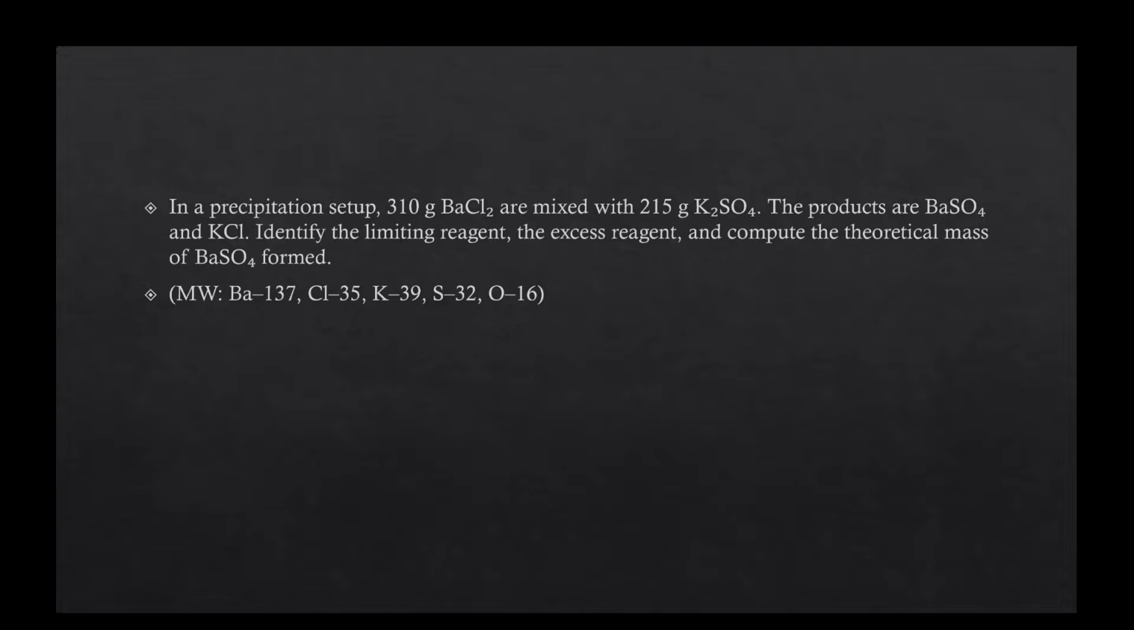Next, in a precipitation setup, 310 grams of barium chloride is reacted with potassium sulfate. The products are barium sulfate and potassium chloride. Identify the limiting, excess, and compute the theoretical mass. First, before we start, let's compute for their molecular weights. K2SO4. And finally is barium sulfate.